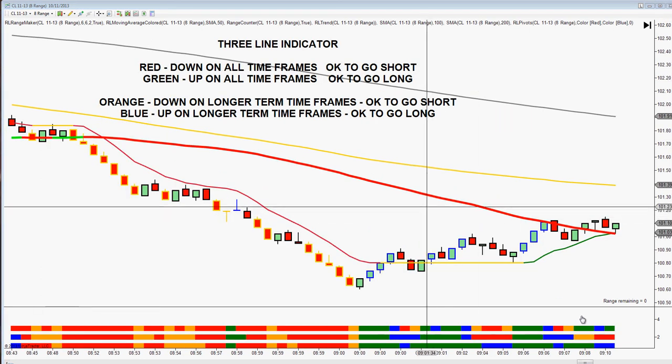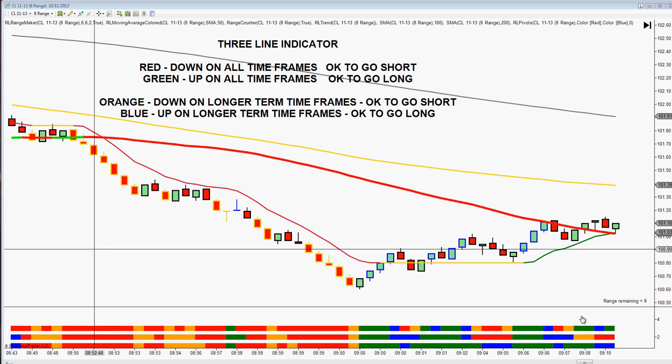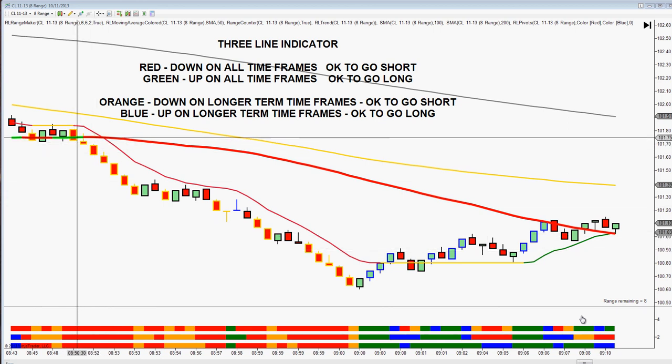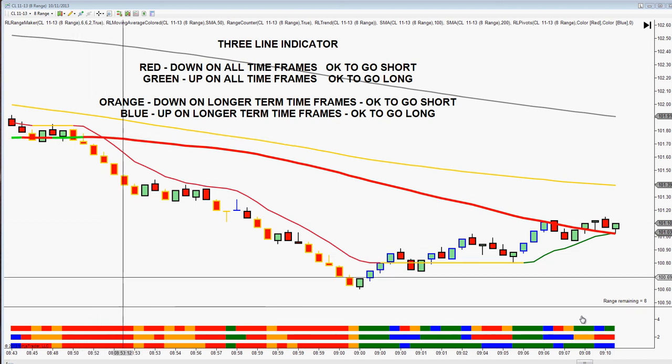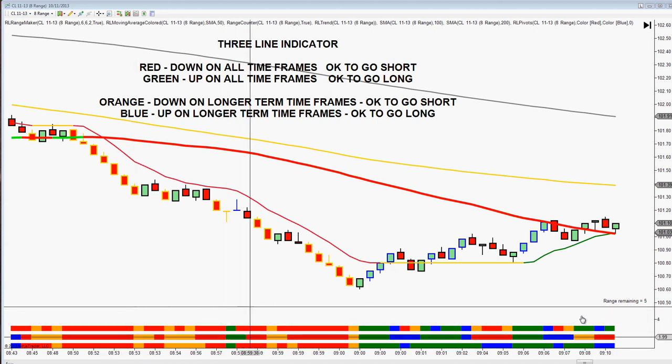Now I've tried to make the assessment of the 3-line indicator as intuitive and as easy as possible. And this is why I've actually created the 3-line direction on the paint bars themselves. But remember, we can still take a short trade when the 3-line is not only red but also orange. And we can still take a long trade when the 3-line is not only green but blue. This is not going to show up on your paint bars.